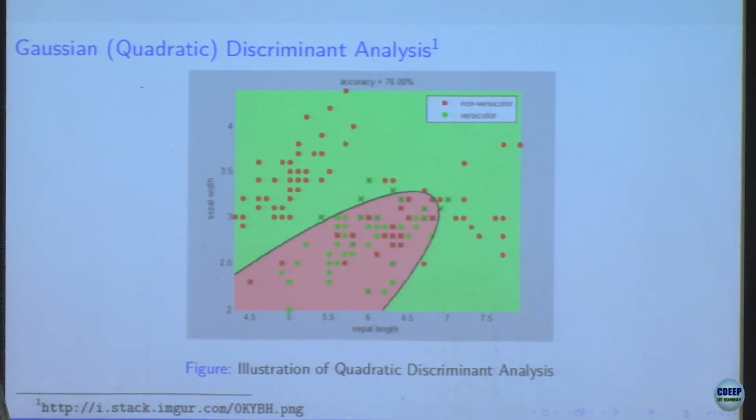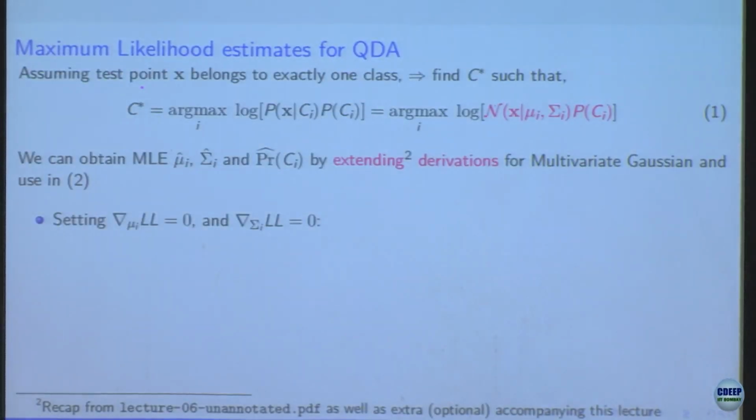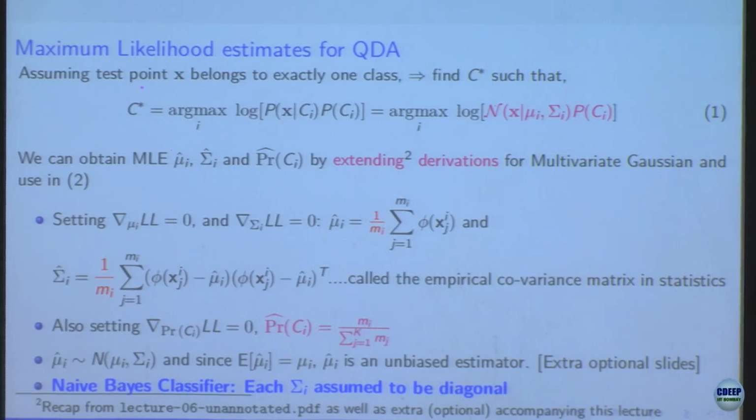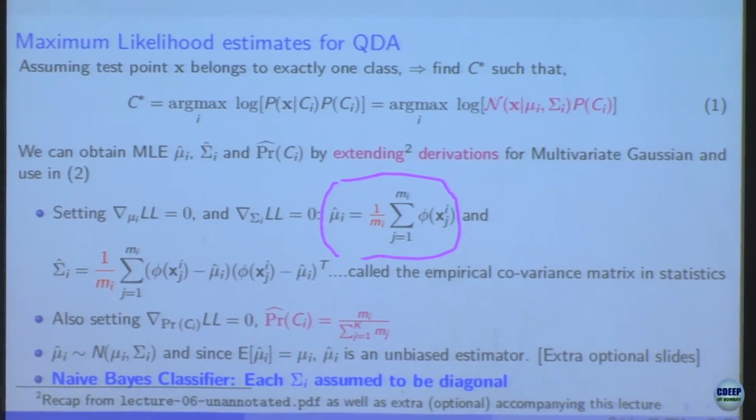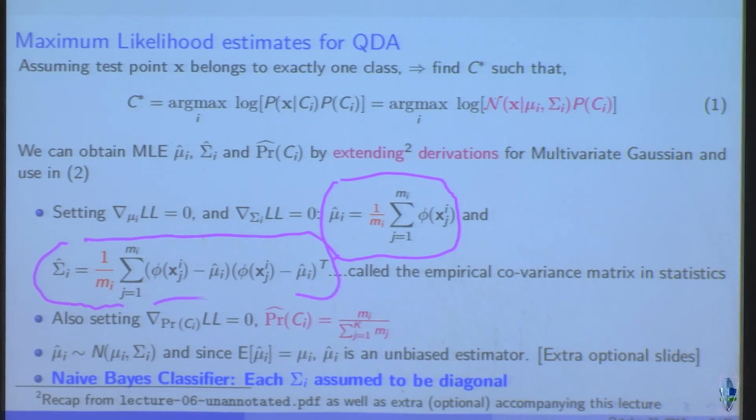As I said, it is a quadratic surface. Okay, so here is the maximum likelihood estimate. You can set the gradients to 0 for both mu I and sigma I, and you will get these expressions. Mu I is the average of all the phi's belonging to that class. Sigma I can also be obtained as a sum of outer products between the phi shifted by mu. And finally, you will also need the probability of y belonging to each class.